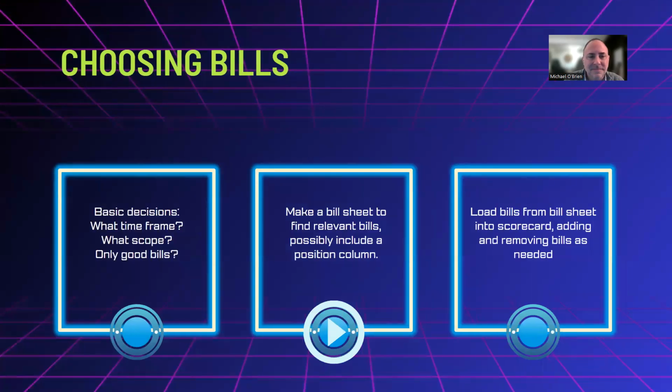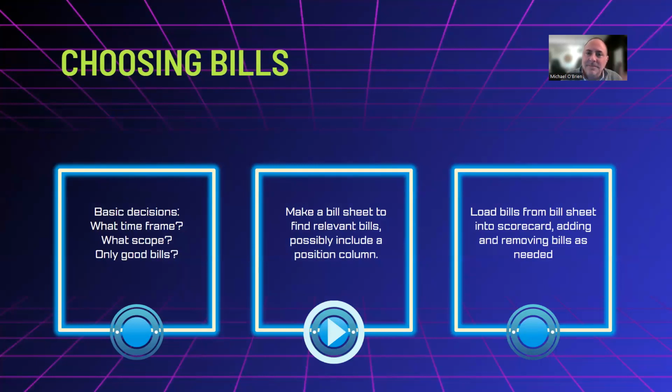Okay, so the basic decision you have to make is what time frame are you looking at? Are you doing just this session? Are you going to create a multi-session scorecard? So that North Dakota one was just this year. You saw the Tennessee one was several years. So you can decide how much you want to put in there. What's the scope? Are you going to do one narrow topic with a handful of bills, or are you going to do several different topics and get quite a number of bills in there?